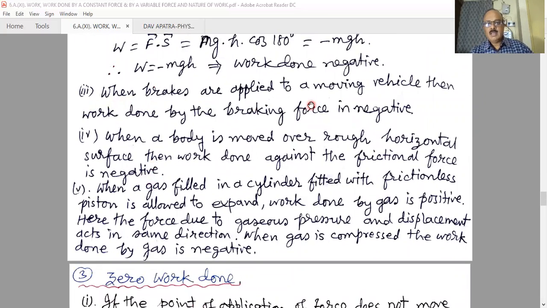Now, when brakes are applied to moving vehicles, the work done by the braking force is negative. The work done by the frictional force is also negative, because the frictional force always acts opposite to the direction of the displacement. When a body is moved over a rough horizontal surface, the work done by the frictional force is negative.